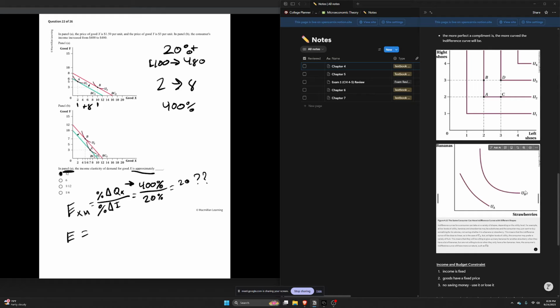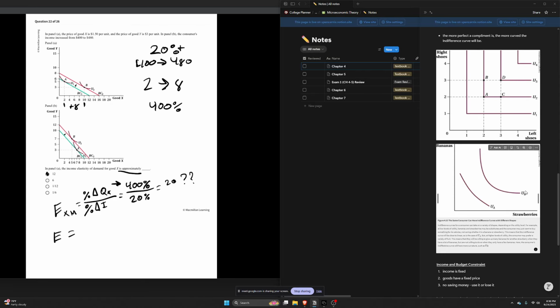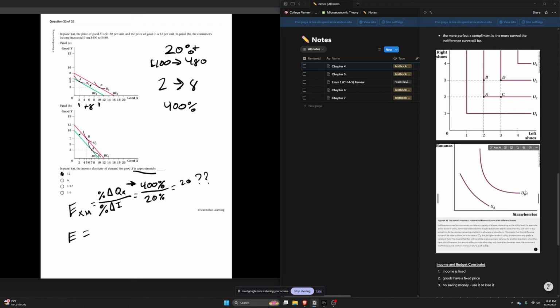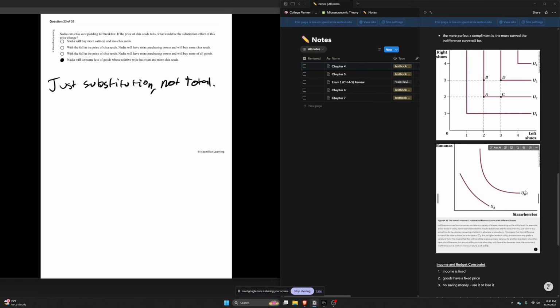So, like I said, I don't know where 12 came from. I don't know where any of those other ones came from. If we're just looking at panel A, I don't even know why panel B is on there because it says in panel A. So it's another one that I'm kind of lost on. I ended up getting the right answer, but I can't really explain this one. Oh well. So formulas for this one, I would know this formula. I might come back to this one.